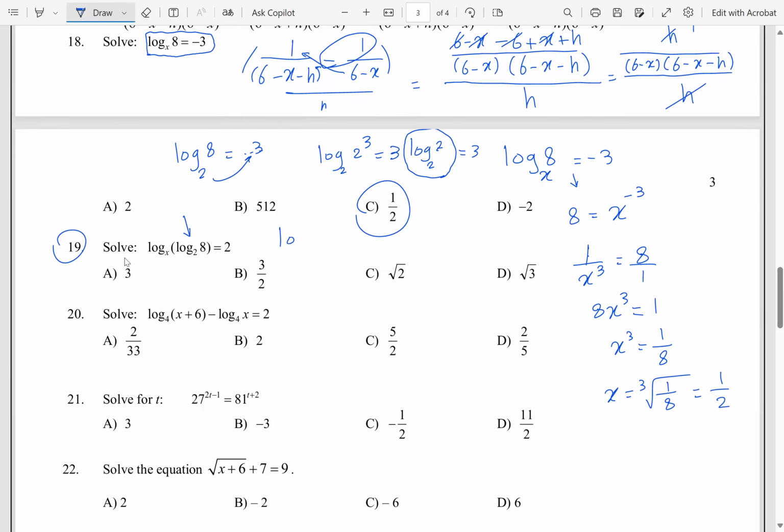So the question now is log 3 base x is equal to 2. So the x squared now is equal to 3. So the x is square root of 3. Of course, the base of the log must be a positive number. You cannot say positive and negative square root of 3.